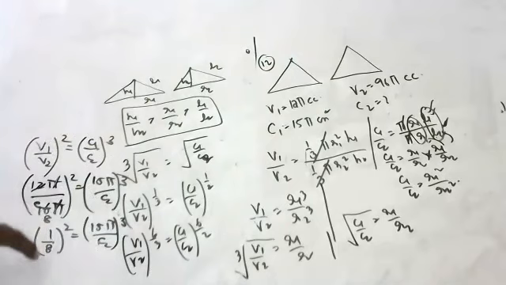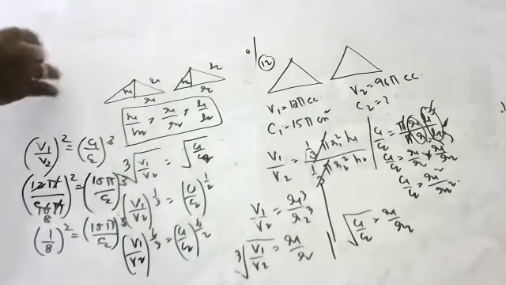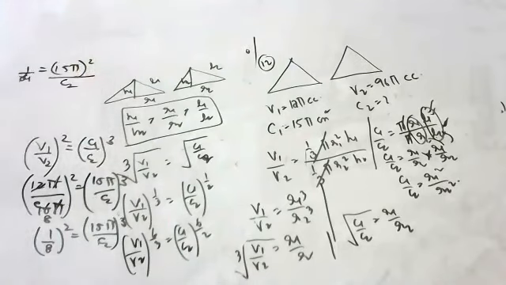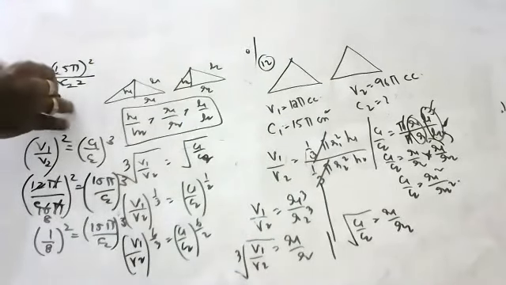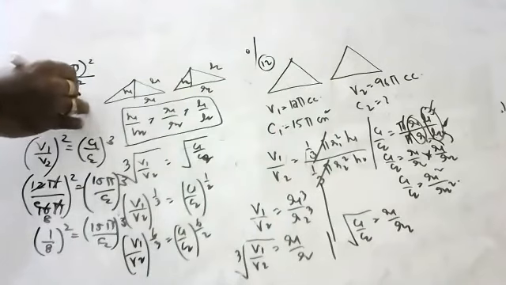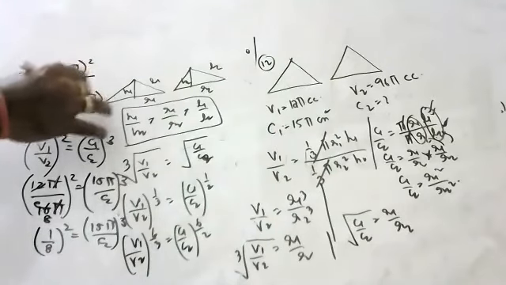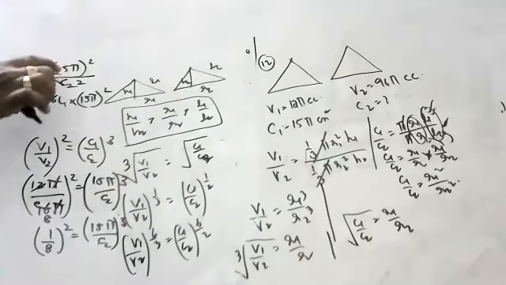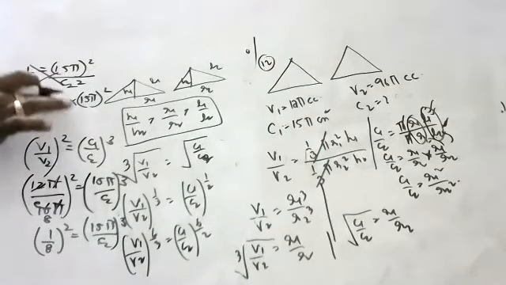Okay, children. 1 by 8 square, how much? Sir, 1 by 64. 1 by 64 is equal to 15 pi whole square by C2 whole square, I'm sorry. C2 whole square is equal to 64 into 15 pi whole square. Okay, am I correct? C2 whole square is equal to 64 will come here. So children, 64 I can write as 8 square. Can I write?